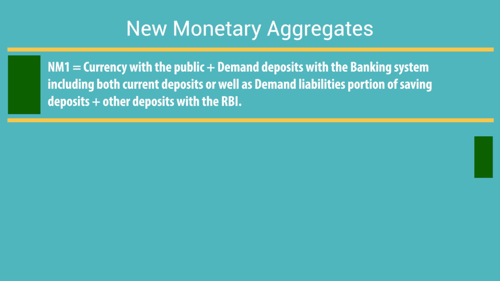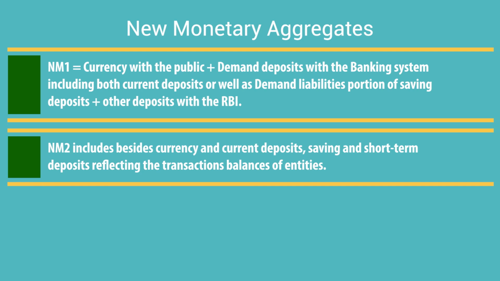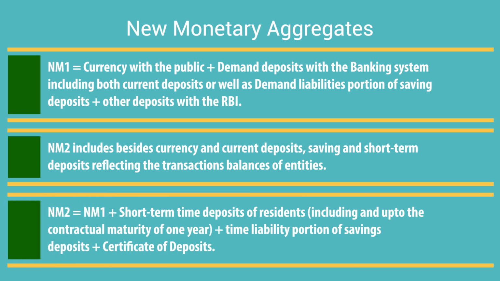Next, we have NM2, or the new monetary aggregate 2. Besides all the currency and the current deposits, it also includes the savings and the short-term deposits, reflecting transactions balances of entities. Now, NM2 is what? NM2 is equal to NM1 plus all the short-term time deposits of residents, including up to a contractual maturity of 1 year, plus the time liability portion of the savings deposits, plus certificates of deposit.